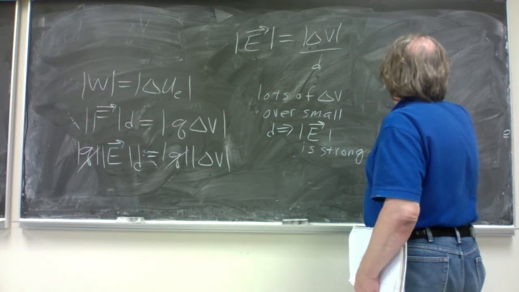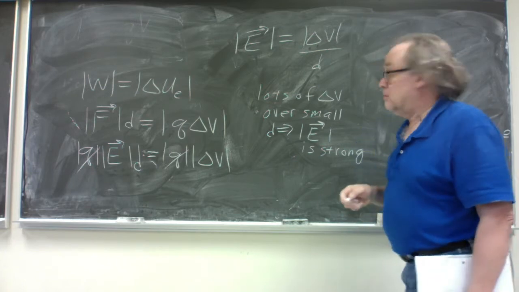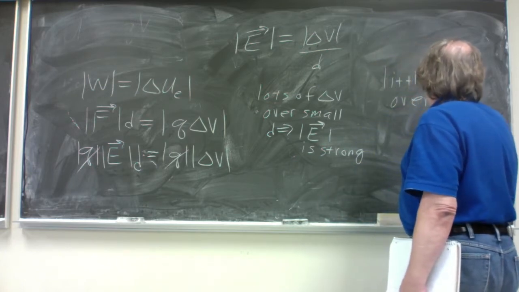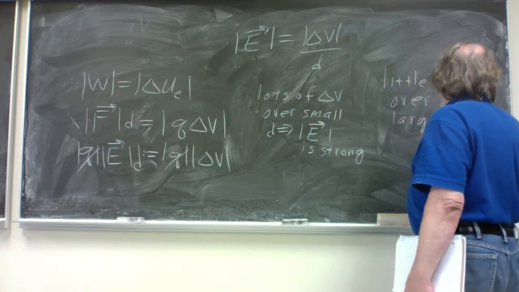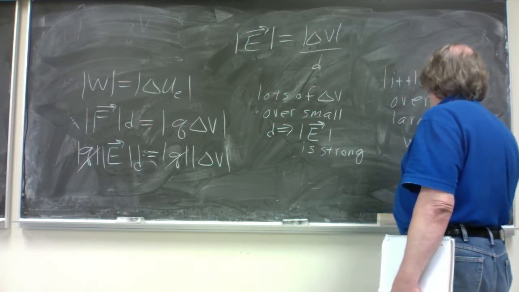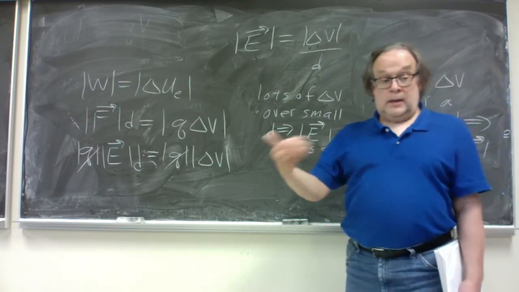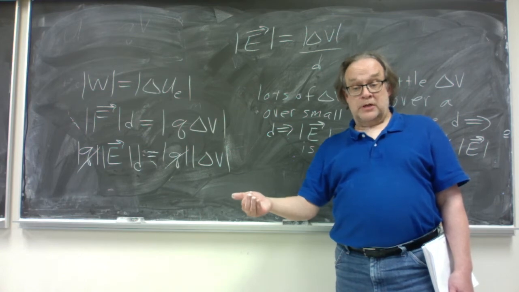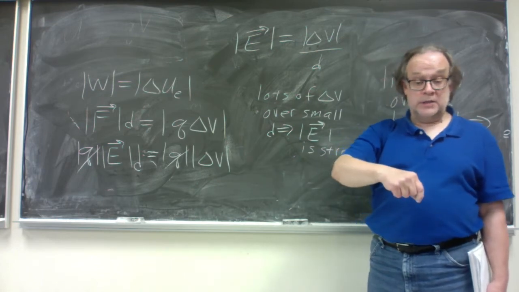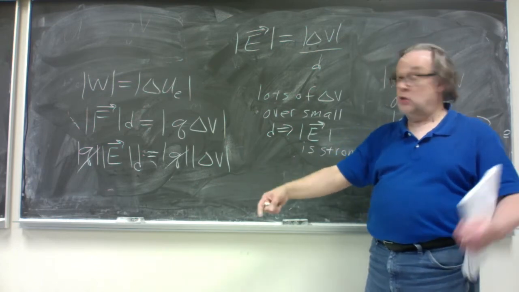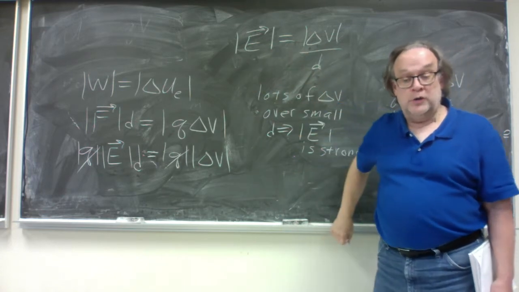And then look at it the other way around. If you have just very little change in potential over a large distance, that implies a weak electric field. And in the extreme case, if you have no potential difference at all, the potential difference between one point and another point is no difference at all, they're at the same potential, then that is zero, and you get no electric field whatsoever.